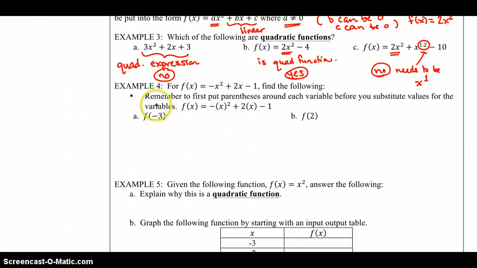So it's a really good habit to get into that, before you substitute, you always put parentheses around each of the individual variables. And notice in this term here that the parentheses went around just the x. I did not put them around the negative that was in front, but just the x. Now if we go to compute f of negative 3, we want to know the output when the input is negative 3. We're just going to rewrite this, and inside the parentheses we're going to put a negative 3.